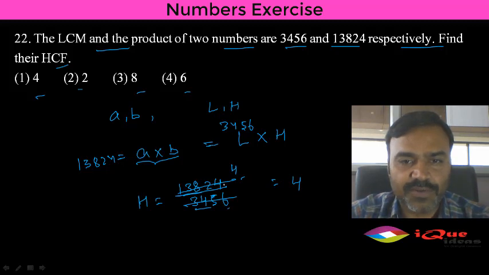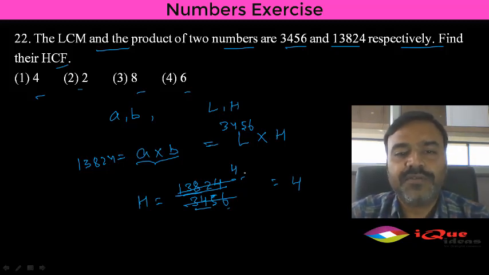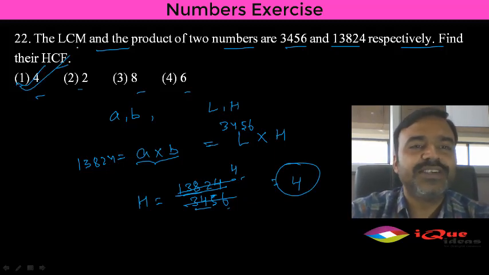4 6 is 24. 2 carry 4. 4 5 is 20, 22. So 2 here. 4 4 is 16 and 2 18. So 8. And then 1. 4 3 is 12 and 13. So 4 on division it gives us 4. So the required HCF is 4. That is the first option.